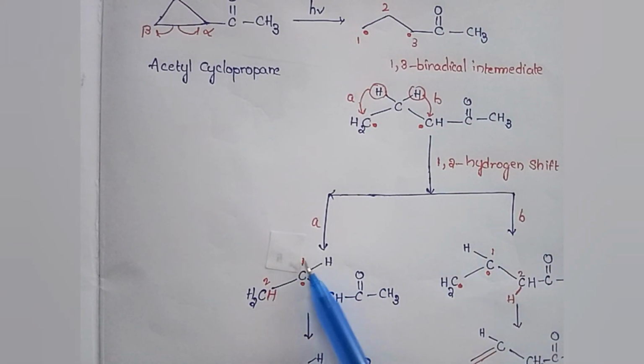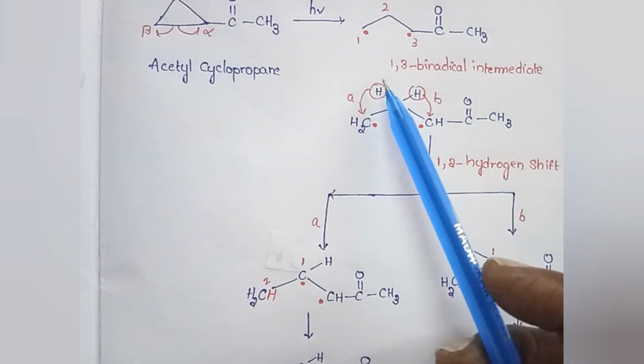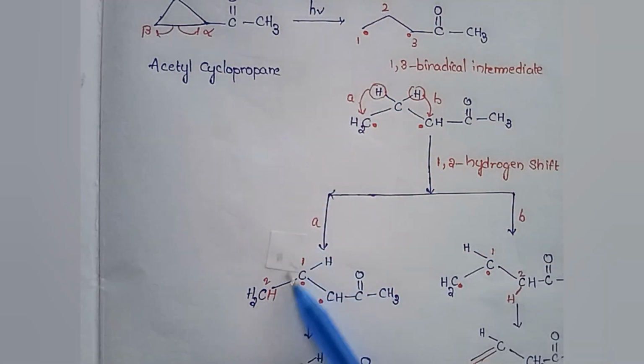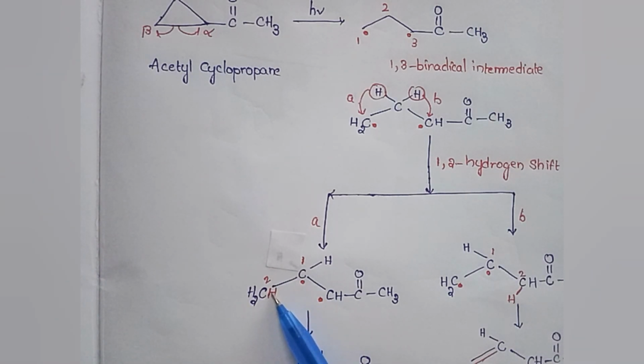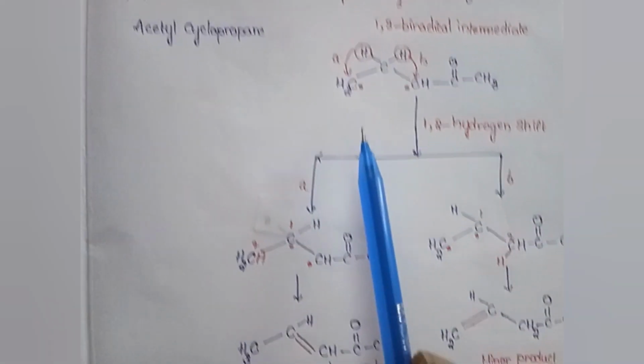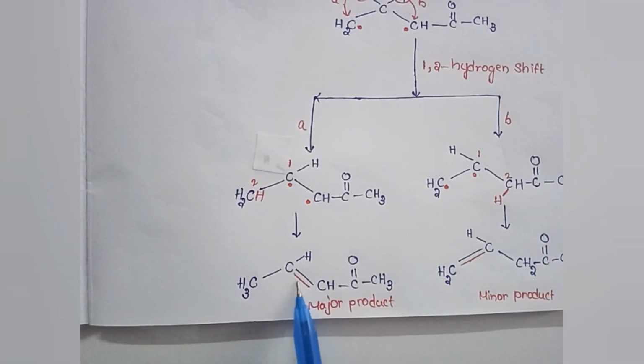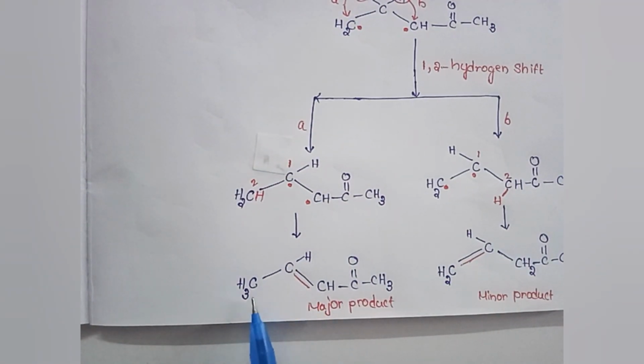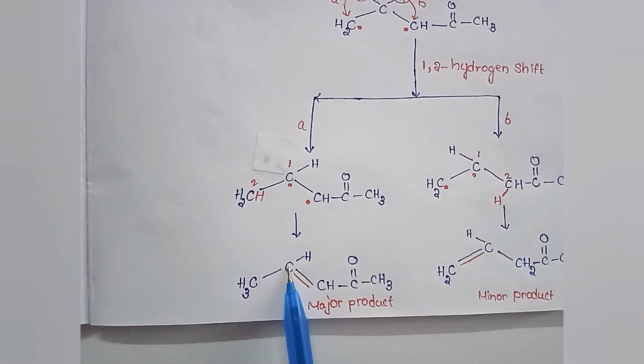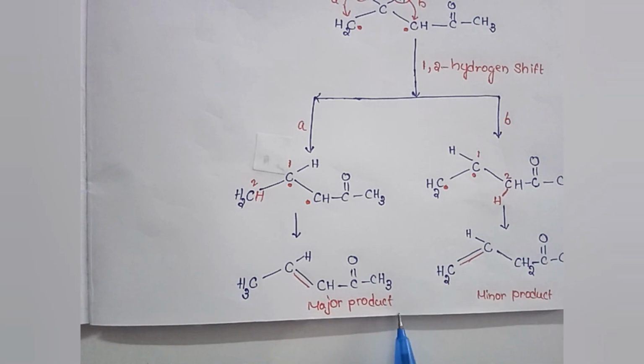In this, the hydrogen atom here is shifted to this CH2. So a new radical is formed on this carbon atom, and already one radical is there on this carbon atom. These two radicals will join together to form a new bond, as a result of which a double bond is formed between this carbon atom and this carbon atom. This is the major product in this reaction.